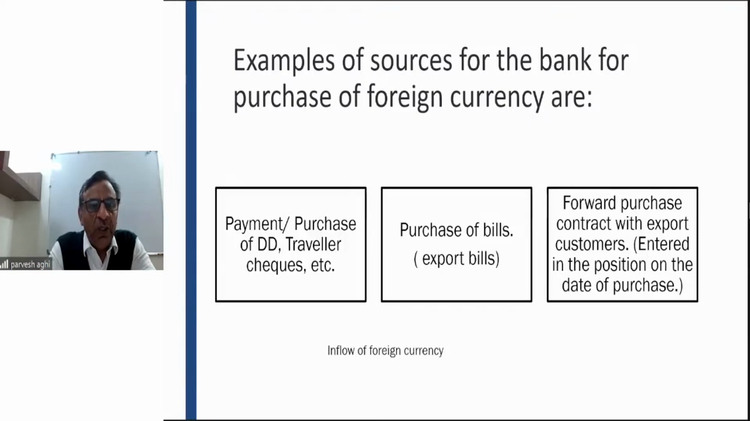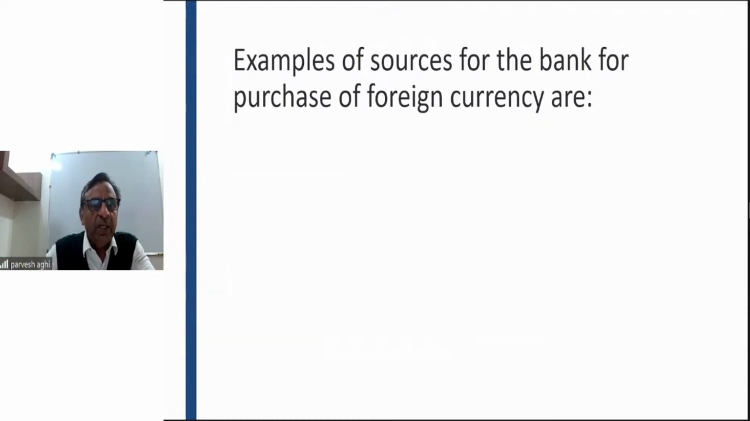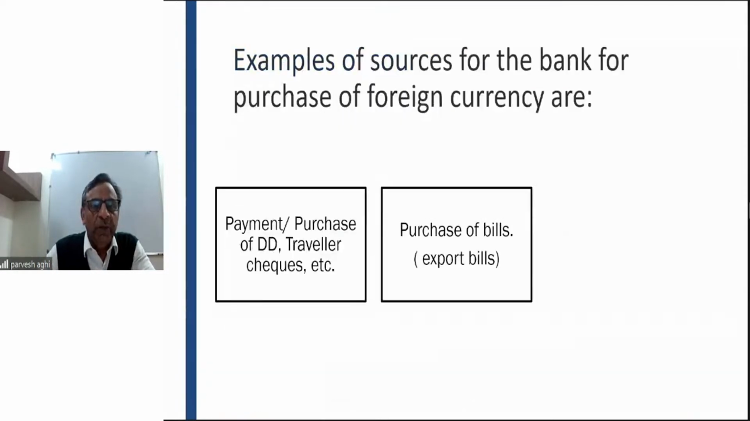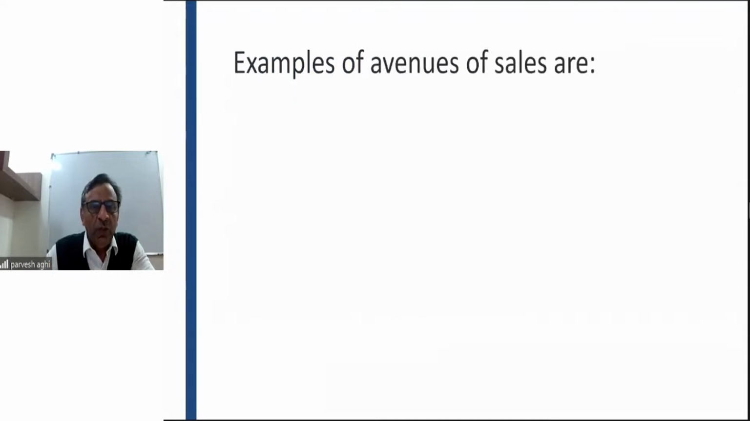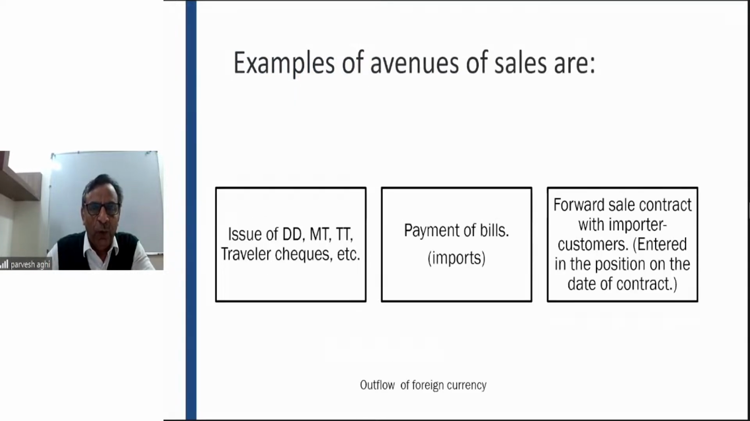So all this will lead to money coming into your nostro account later on, but not today. Since you have purchased the export bill, which is going to be due after 90 days, you're going to get the money only after 90 days, and only then is it going to hit your nostro account. Till that time it will remain in your position, which I call the exchange position. Okay, fine. Then there can be examples of outflow of funds also.